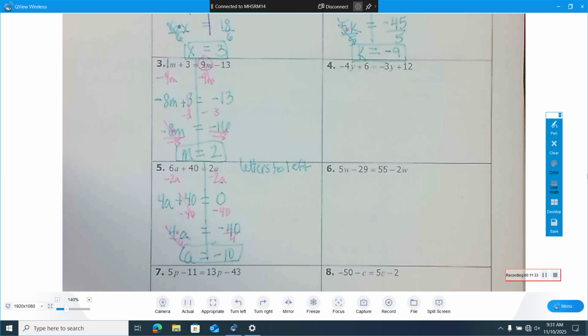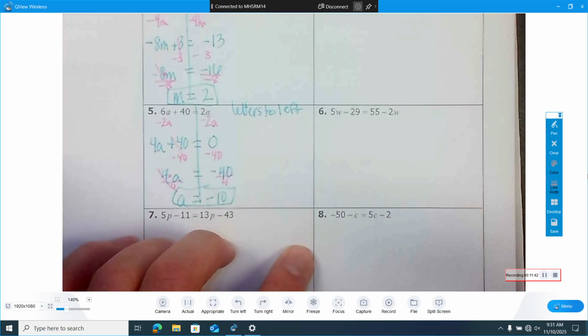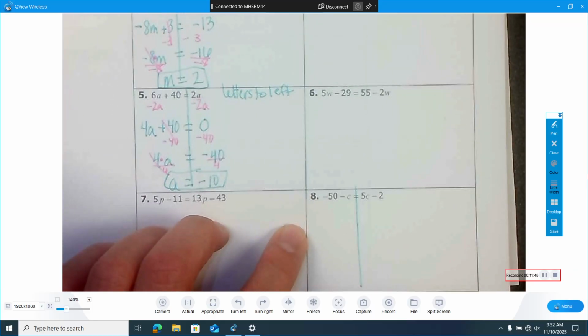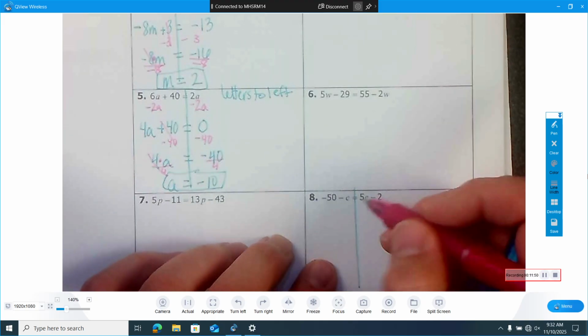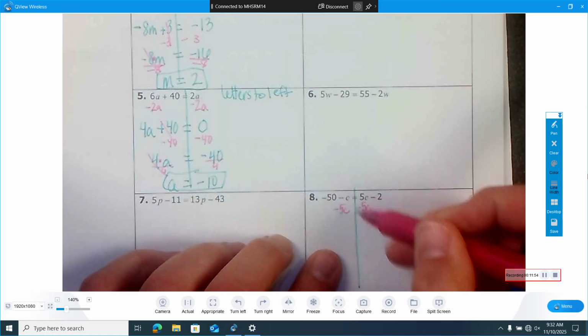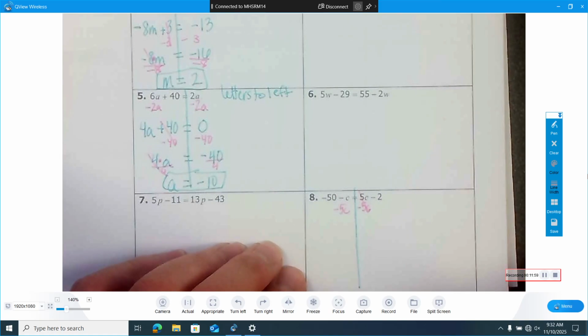Do we need to ramp up the difficulty a little bit? Should we do one that's out of order? Let's do number 8. All right, letters to the left. Letters to the left. What should we do? Subtract 5C's. And again, I'm lining it up with its friend. All right, positive 5C and negative 5C go away.